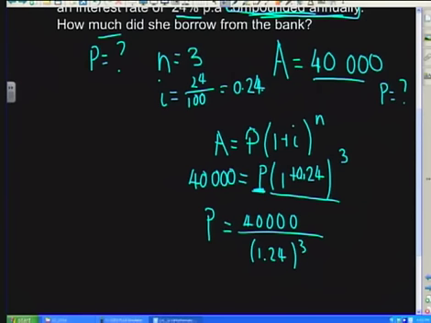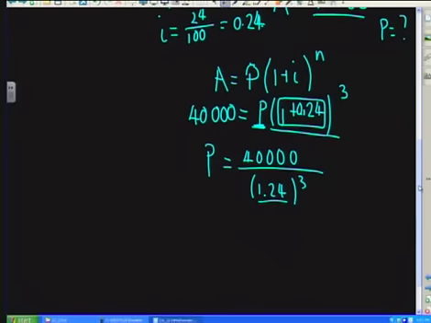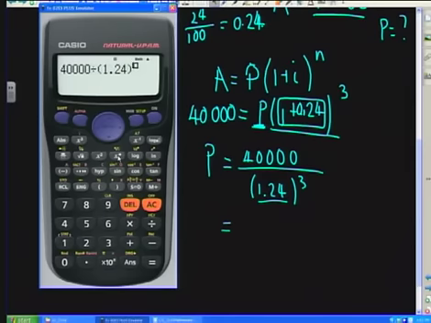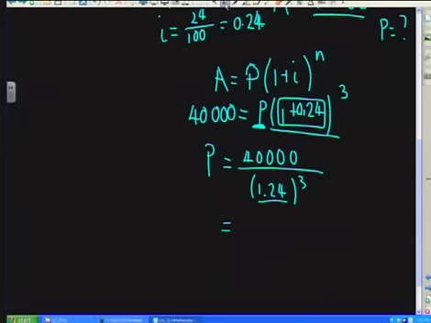Now before you all start saying, oh, where did the 1.24 come from? All I've done is add those two together in the brackets. So 1 plus 0.24 gives me 1.24. If you don't like it like that, put it into your calculator as you see it. Now we simply need to divide this. So it's 40,000 divided by 1.24 to the power of 3, and that's going to give us 20,979 rand and 49 cents.